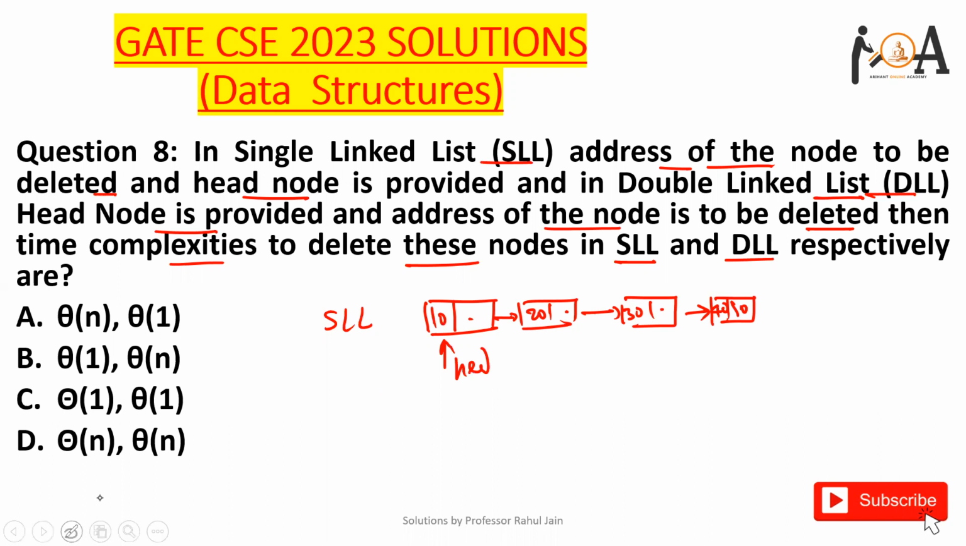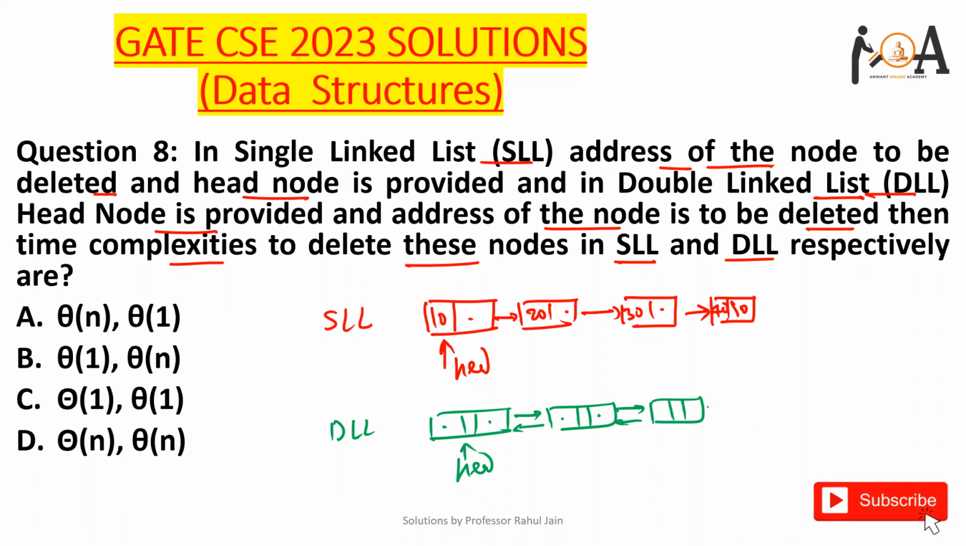Similarly, if I talk about a double linked list, you know that we have two pointers, the previous pointer and the next pointer. We also have a head pointer here, and the nodes are connected in this fashion. Here is the previous address, here the next address, and likewise they are connected. If this is the last node, then its next will have null, and the first node's previous will have null.